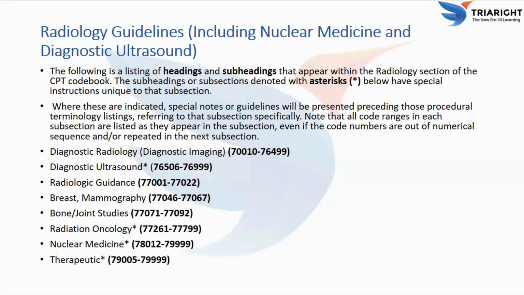And next is nuclear medicine. The code ranges are 78,012 to 79,999. This section uses radioactive tracers and also functional imaging, like how the organs work. So what are the examples? PET scan, thyroid uptake study and also the bone scan. Then the therapeutic section, the code range is 79,005 to 79,999. Treatment using radioactive substances, for example, radioiodine therapy for thyroid cancer, is coded under the therapeutic subsection.